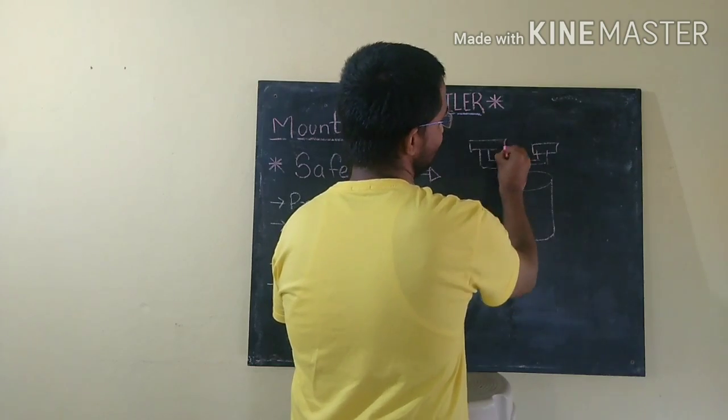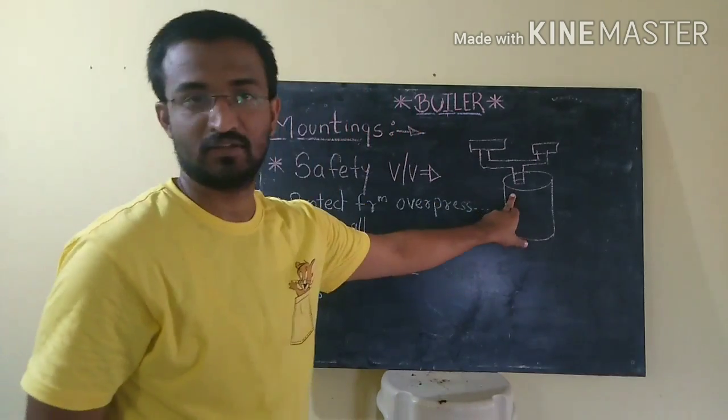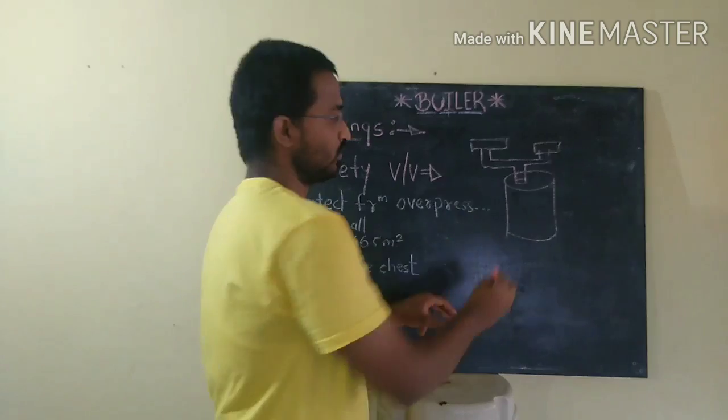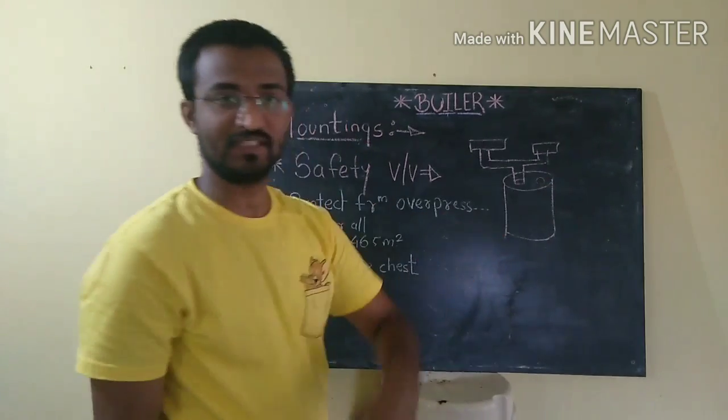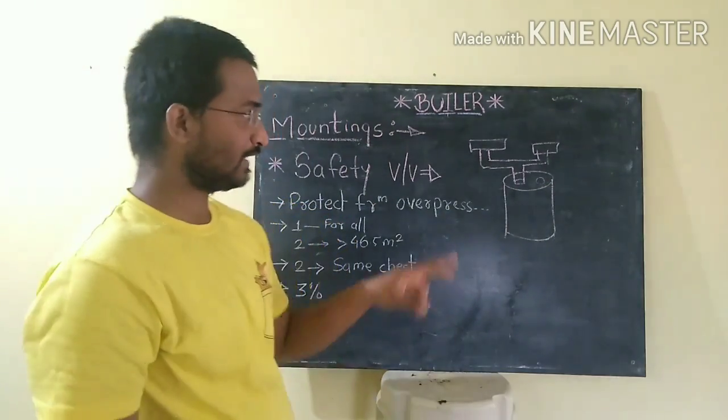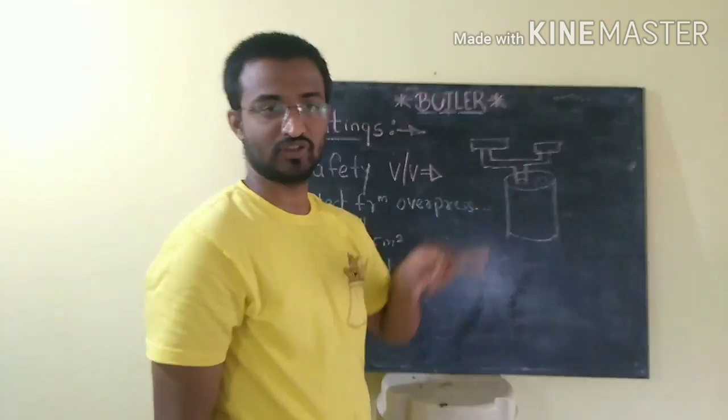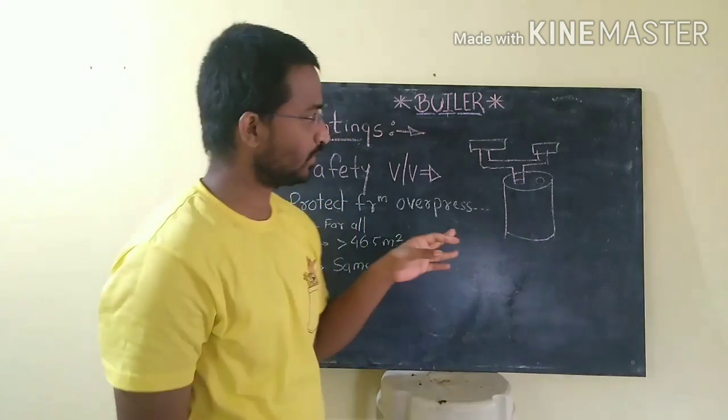The reason behind that is the boiler strength. If for 2 safety valves you cut 2 holes, then the boiler strength will reduce. So the reason 2 safety valves are from the same chest is this. This is one of the questions.